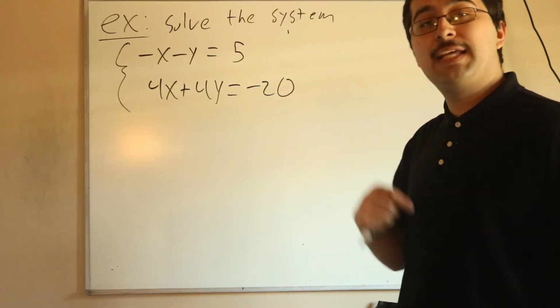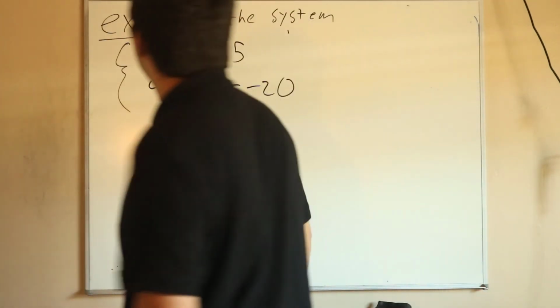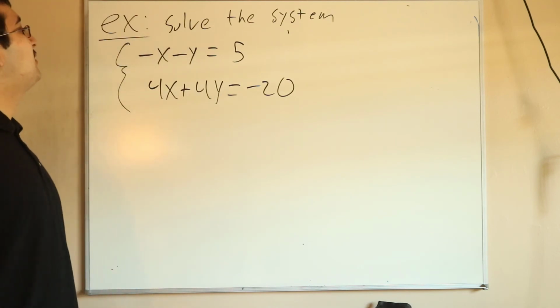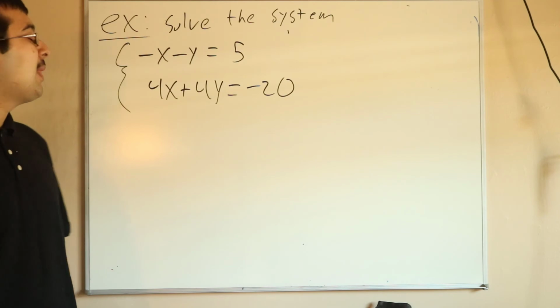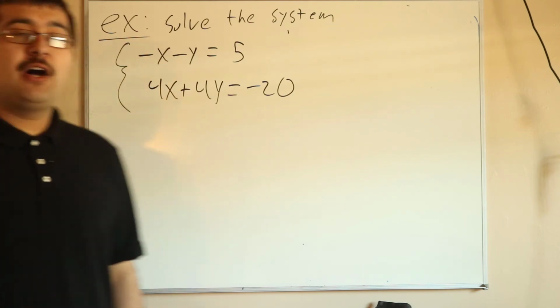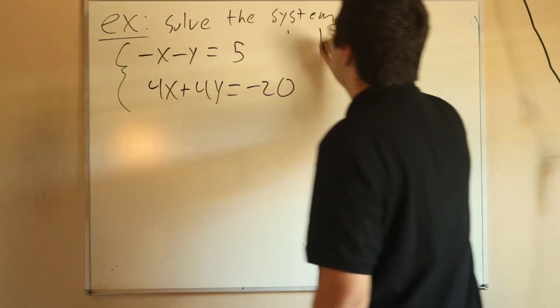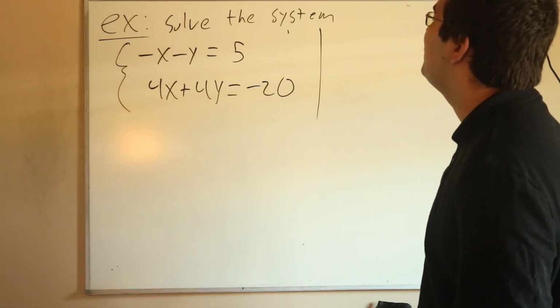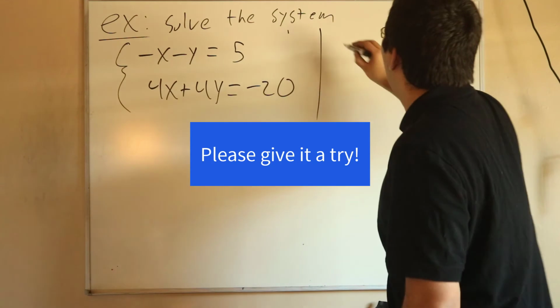Okay, so for our next example, we're going to consider this following system: minus x minus y equals 5, 4x plus 4y equals minus 20. All right. So I would actually like for you guys to go and pause the video now and solve this system. I don't know. Let's have you guys do elimination. All right. So solve this.